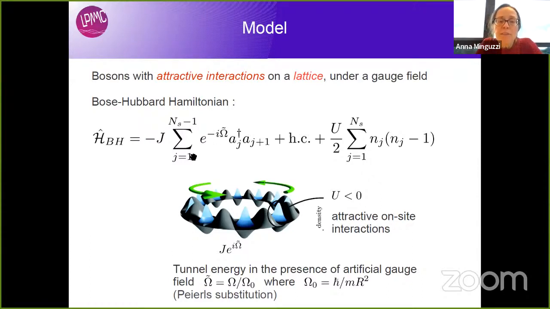So to introduce the rotation in a lattice model, we use the well-known Peierls substitution. That is, we have a tunnel amplitude that becomes complex, and it is related to this hopping term, the first one here. And then, of course, we introduce on-site interaction proportional to the interaction strength U on the lattice, which is a negative constant to describe attraction.